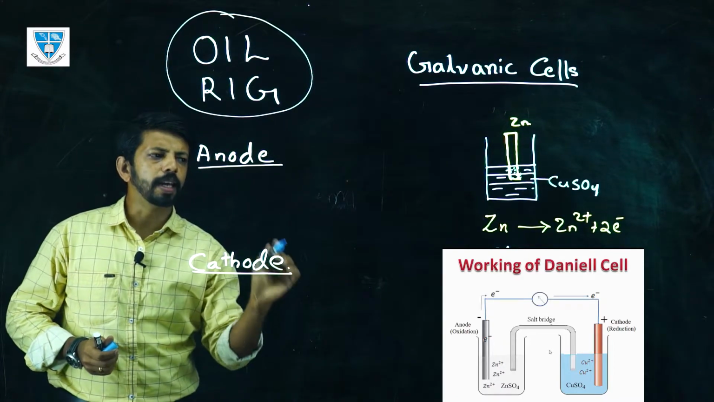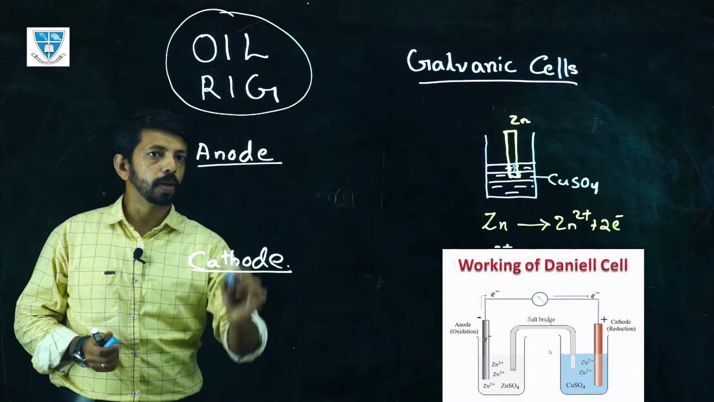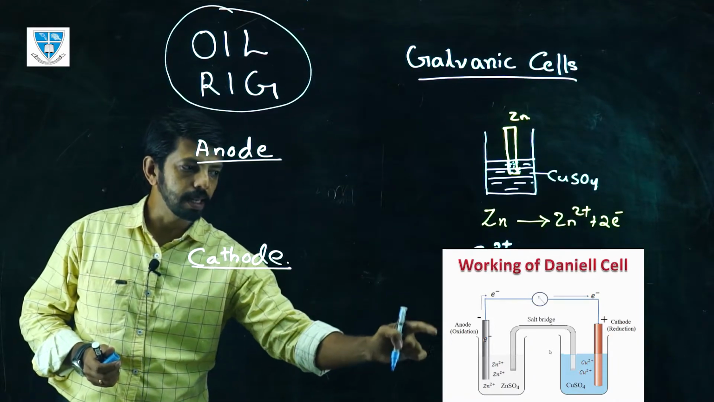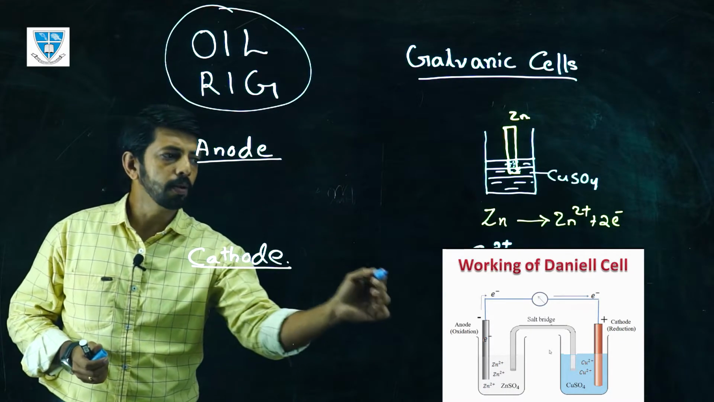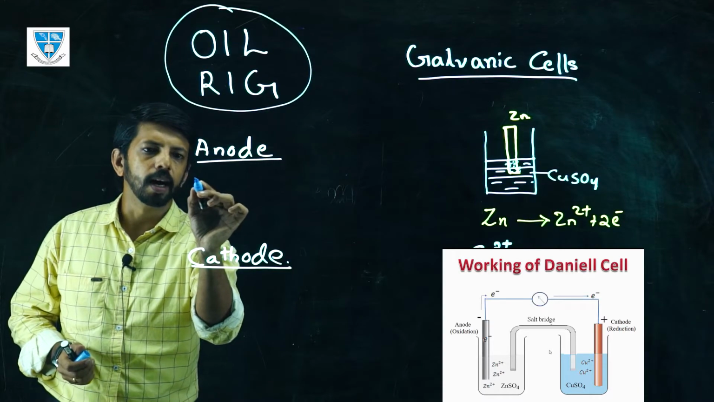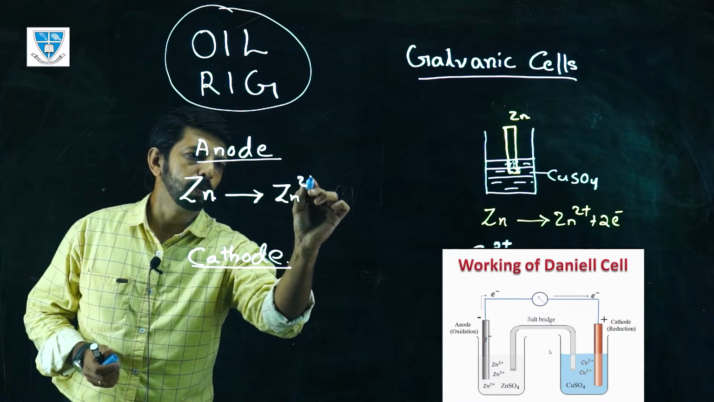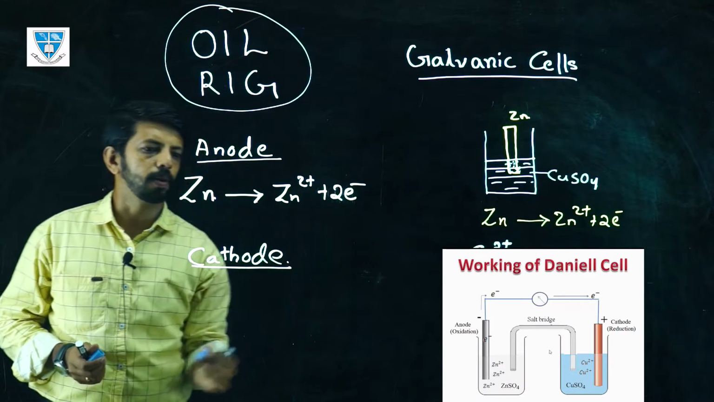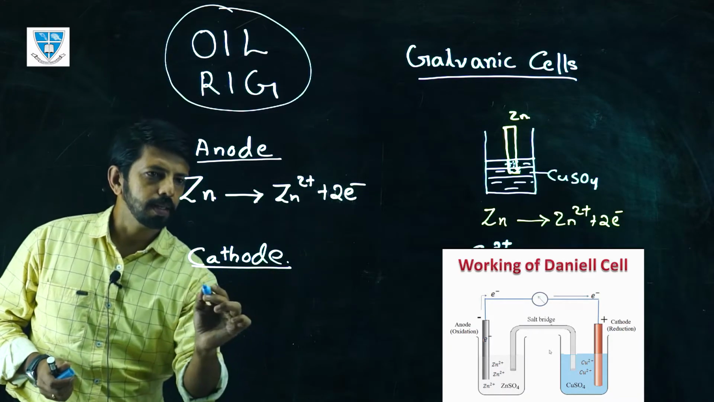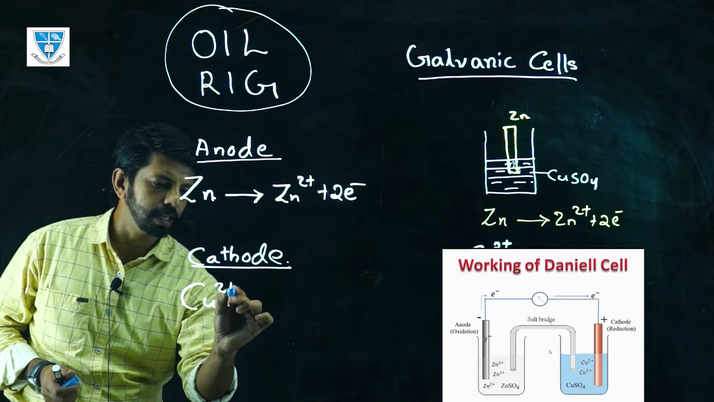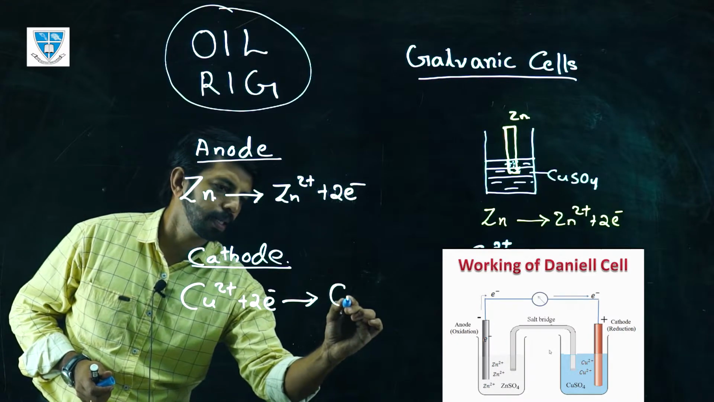In anode always oxidation is happening and in cathode always reduction is happening. So our anode is zinc dipped in zinc sulfate solution and cathode is copper dipped in copper sulfate solution. The anode is undergoing oxidation, that means our reaction is Zn gives Zn2+ plus 2 electrons, and the cathode is undergoing reduction. So the copper is in 2+ state: Cu2+ plus 2 electrons gives Cu.